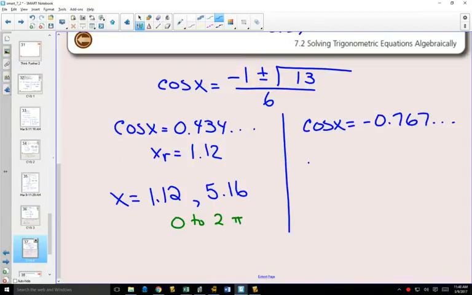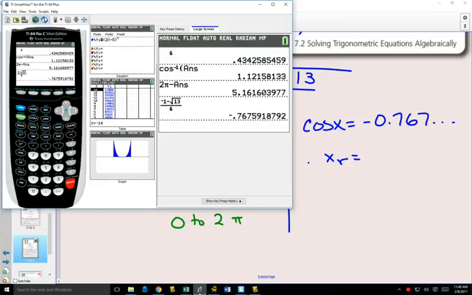And I'll put dot, dot, dot there to say I'm not rounding this. I'm keeping all of my decimal places. Now careful here, we want to find our reference angle. So we'll do cos inverse, and I want to do the answer, but what's the problem with my answer in finding that as a reference angle? It's negative. And we always do reference angles with positives.